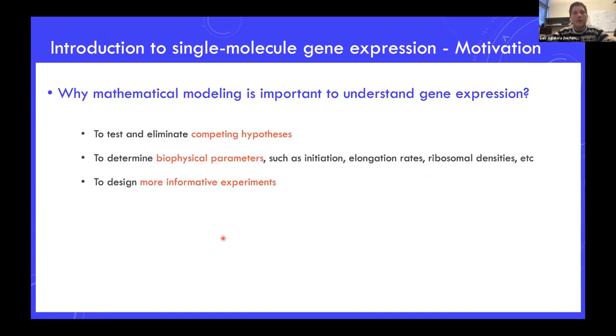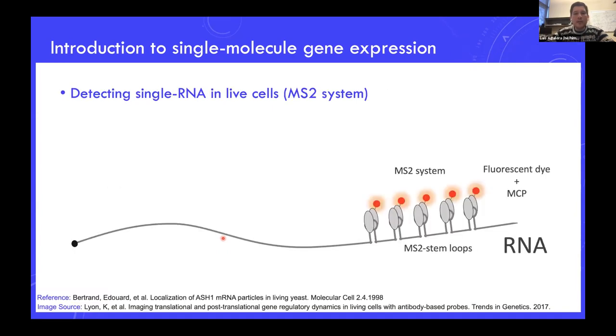So more motivation, why mathematical modeling is important to understand gene expression. For us, it's very important to test and eliminate competing hypotheses. We also use modeling to determine biophysical parameters such as initiation rates, elongation rates, ribosomal densities, among others. And we also use modeling to design more informative experiments.